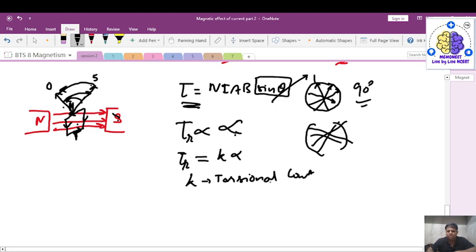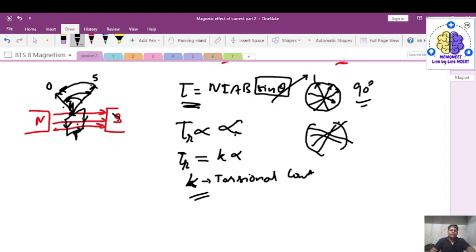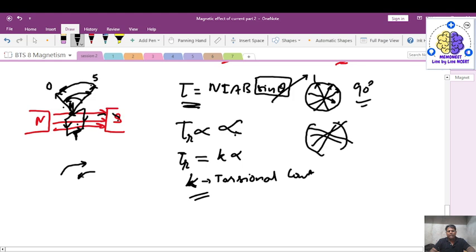Right, as we have the constant for a spring, that is the spring constant, the same way here we have a constant, right? So when we apply current, the coil will turn because of the torque experienced. One torque is acting in, let's say, the clockwise direction, which makes the needle move from 0 to some reading, and another torque, the restoring torque, is acting in the opposite direction, which wants to restore the position of the coil, right?